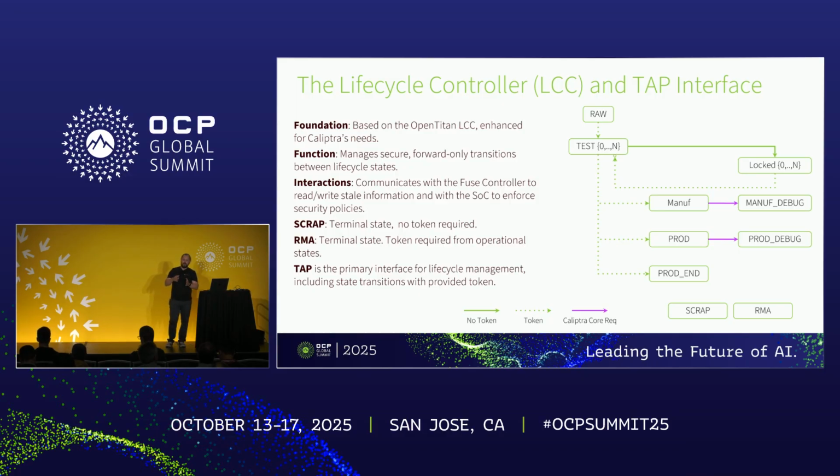The types of tokens are different depending on the lifecycle stage you're in. If you are in a manufacturing state, the tokens are implemented using symmetric crypto. So we use token hashes to actuate those transitions, with the assumption that manufacturing has some level of security. And then for production debug unlock transitions, we use asymmetric crypto that is also PQC compliant, to make sure that we are maintaining the Caliptra security posture.